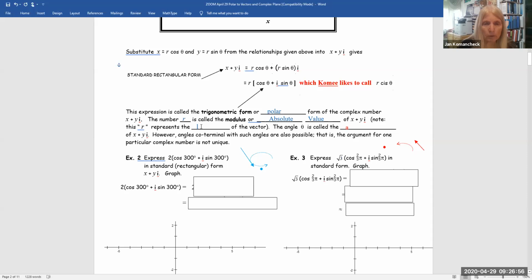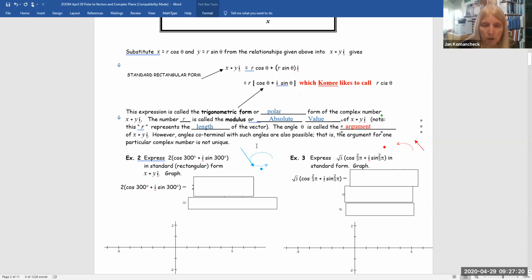Remember that r represents the length of the vector. They also call this the magnitude. The angle theta is called the argument. And I don't like to use the word argument. I just usually call it the angle theta.